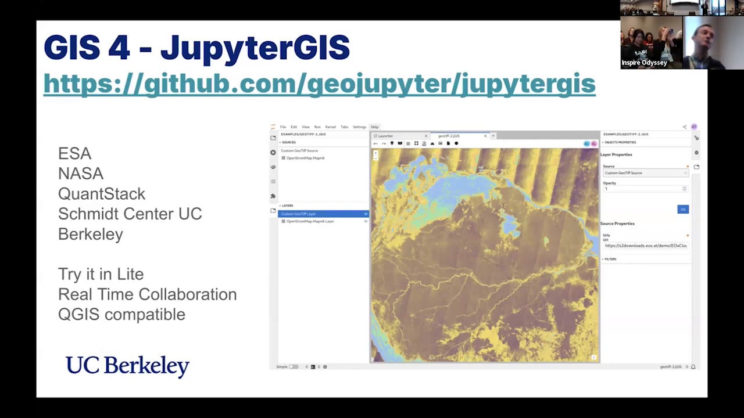Unrelatedly, but relatedly, they also have Jupyter CAD. CAD's another thing where there's a monopoly of a company that has super expensive software. So building Jupyter CAD is democratizing that, really good for the educational use case. The government's really into this, European Space Agency and NASA.